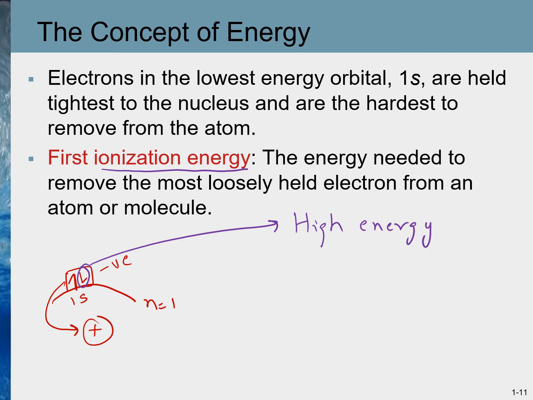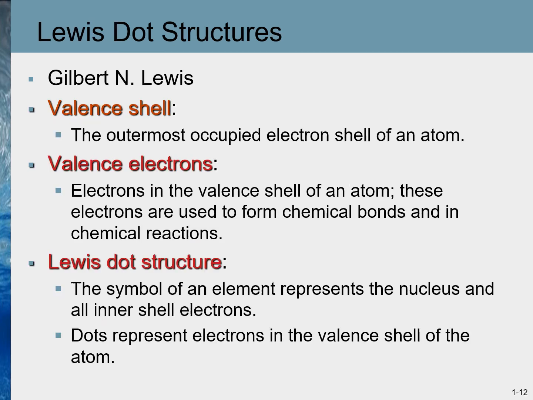So the first ionization energy is the energy needed to remove the most loosely held electron from an atom or molecule. So the most loosely held electron will be present in the farthest energy level. The physical and chemical properties of any element mainly depend on the electrons present in the outermost shell of the atom, because these electrons are involved in the formation of chemical bonds and in chemical reactions.